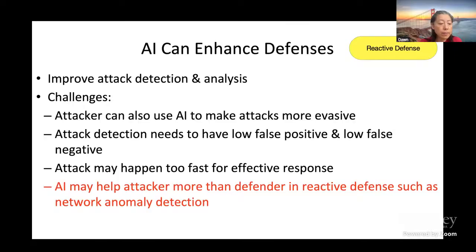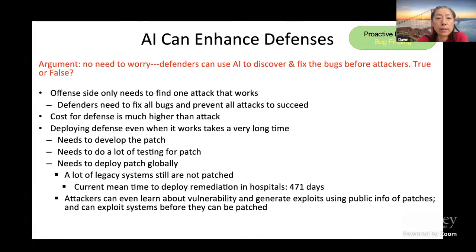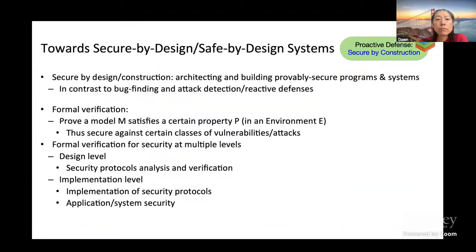Given the interest of time, I won't be able to go into that. And also, as I already explained, for the second paradigm, proactive defense through bug finding, here AI can still help attackers more than defenders in the near term. So we hope that to really help shift the balance, to have AI help defenders more than attackers, we can enable the third paradigm, proactive defense through secure by construction.